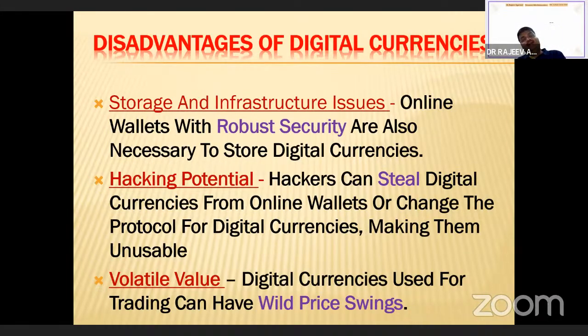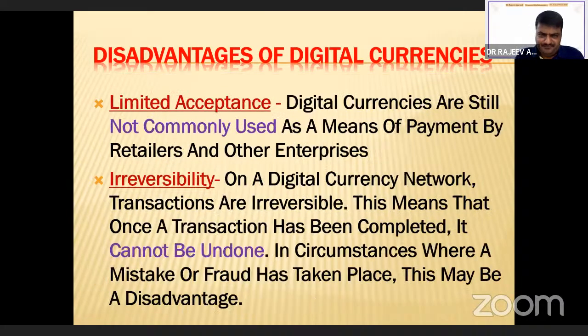In 2010, I had bought Bitcoin somewhere at 10,000 rupees, and today it is 26,000. It had gone to 80,000. Ethereum I had bought somewhere at, say, about 5,000 rupees, and now it is around $1,600. So, wild price swings. Limited acceptance: they are not commonly used as a means of payment by retailers and other enterprises. And irreversible.